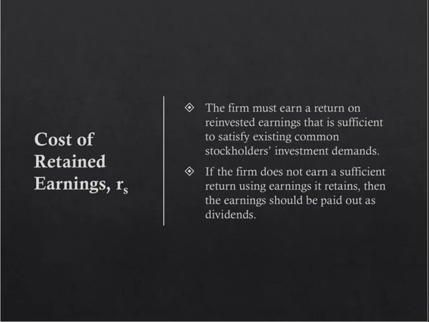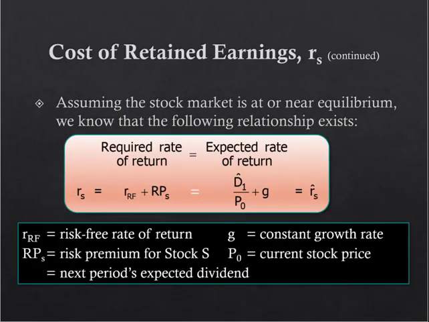For the cost of retained earnings, a firm must earn a return on reinvested earnings that's sufficient to satisfy common stockholders' investment demands. Otherwise, the common stockholders will sell the stock and buy something else. And if the firm doesn't earn a sufficient return on earnings it retains, they should pay them out as dividends, and again, give an opportunity for the existing investors to reinvest those dollars in something that's going to provide them with a rate of return that's equal to required.